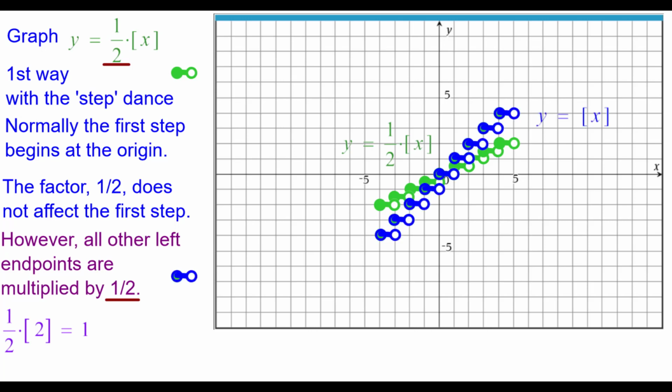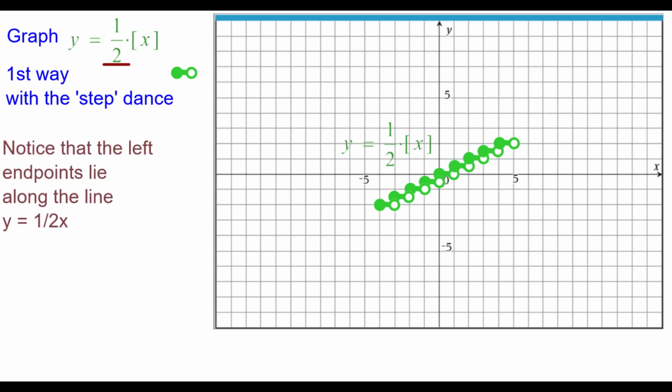Comparing that to the greatest integer function, parent function in blue, you can see that the y values in blue are multiplied by 1/2 to get the green y values, not just here, but in all points. Also notice that the left points lie along the line y equals 1/2 x. And that 1/2 comes from that coefficient.